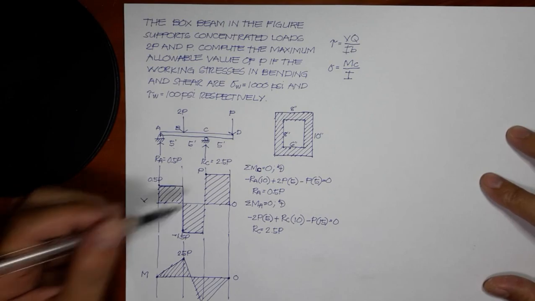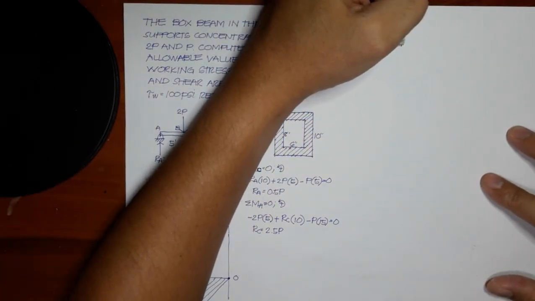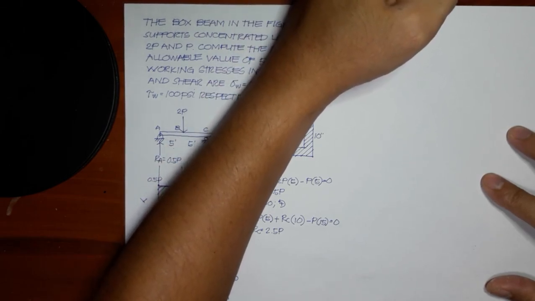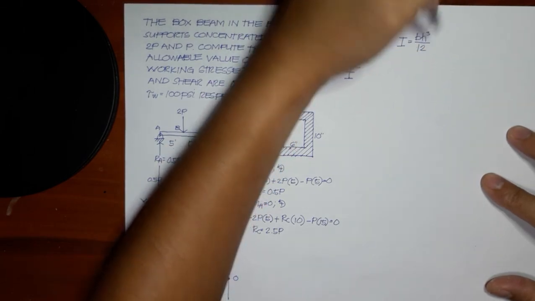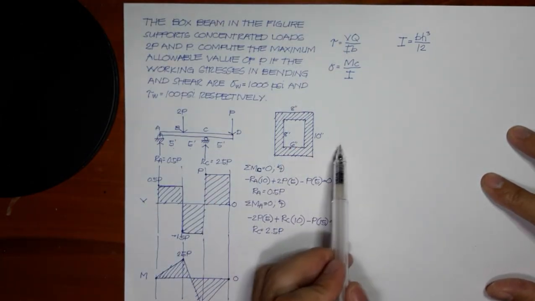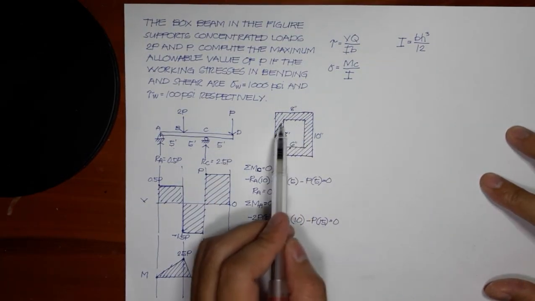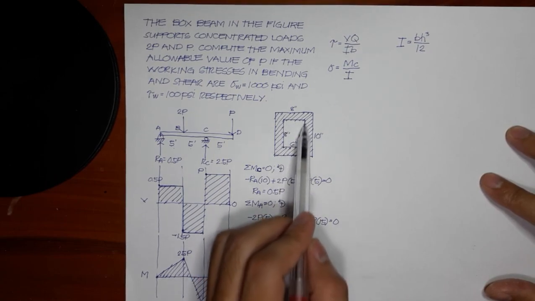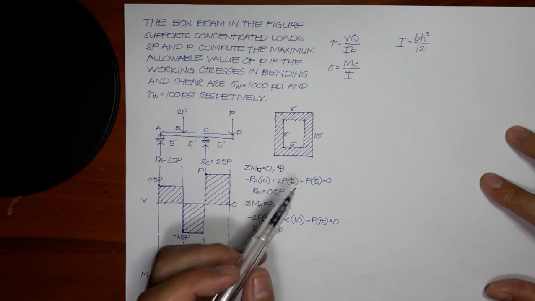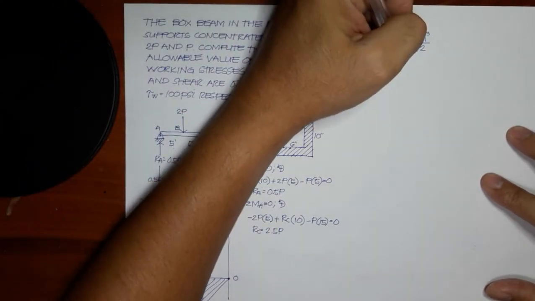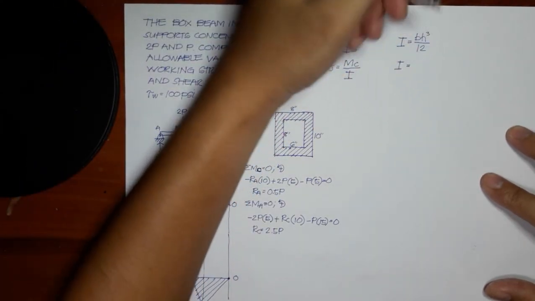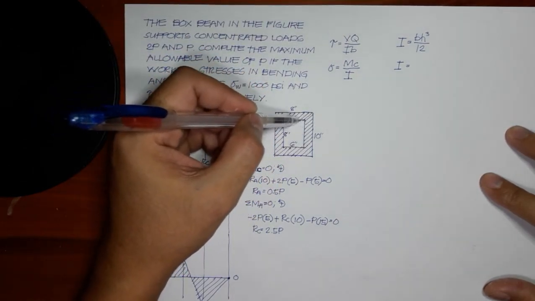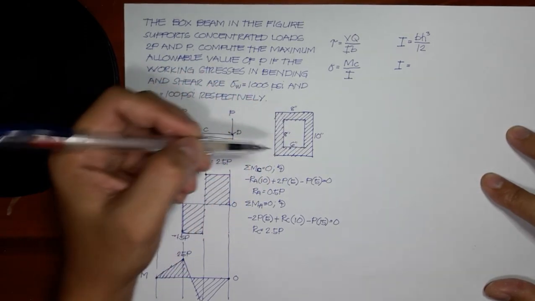First, let's calculate the value of I. I is equal to BH cubed over 12. But our section here, although symmetrical, is hollow. So we need to deduct this empty or hollow portion. First we use the big area, and then we deduct the hollow portion.